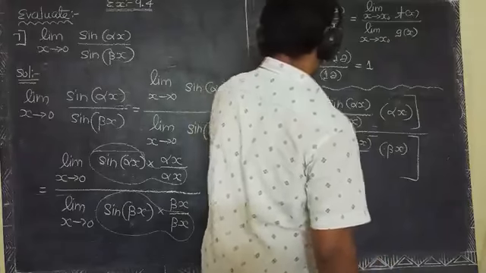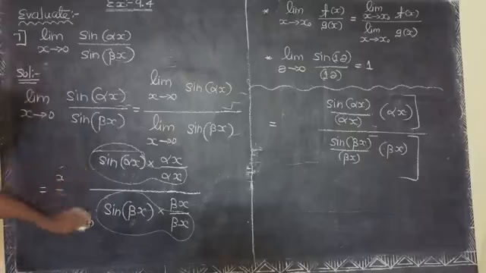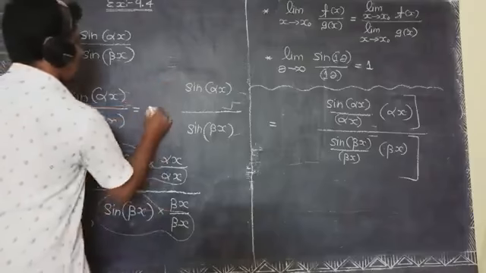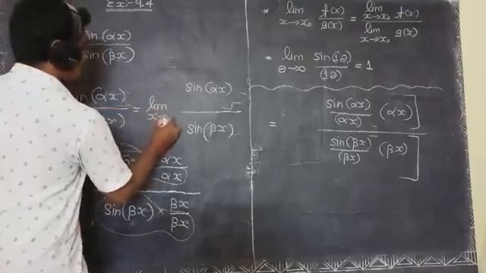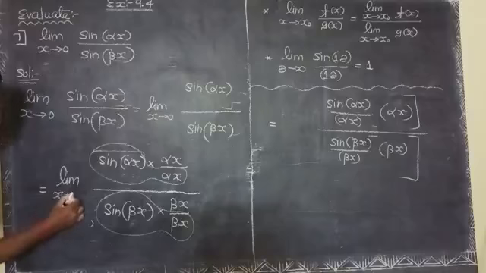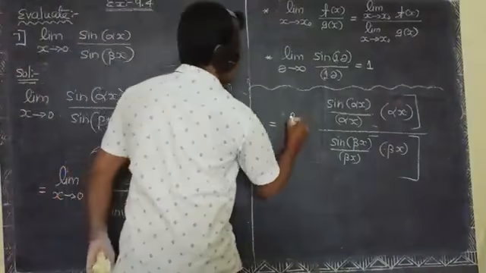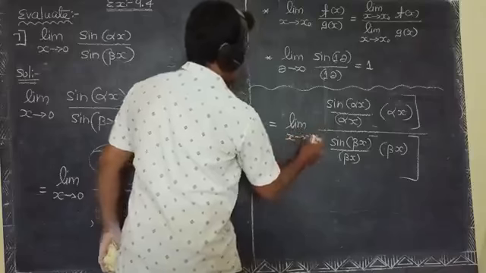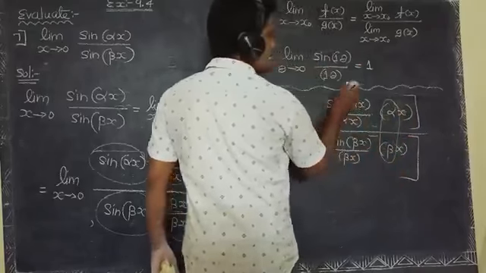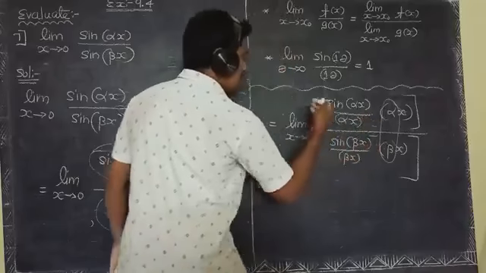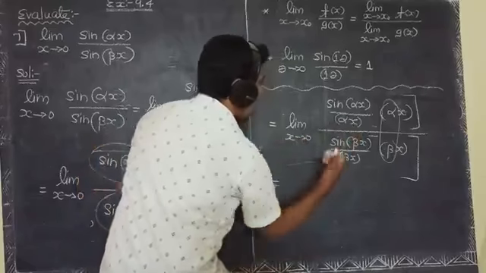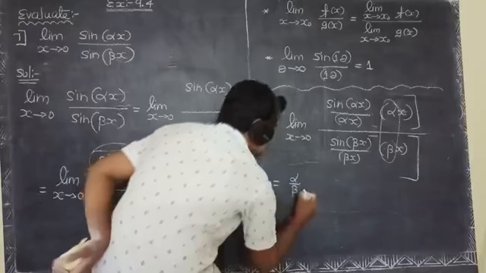Don't split the limit, the limit is common. Limit x approaches 0, because the x are cancelled, finally we get alpha by beta. Then the resultant is 1, and the denominator is also 1. Now split the limit: alpha divided by beta is the constant.